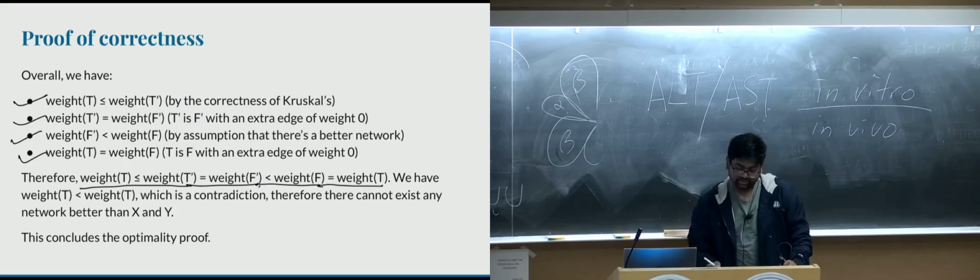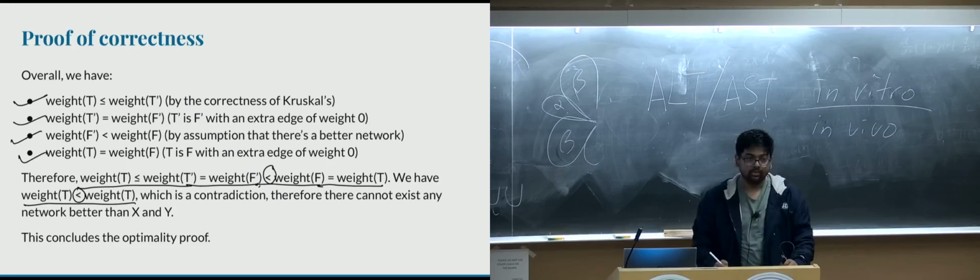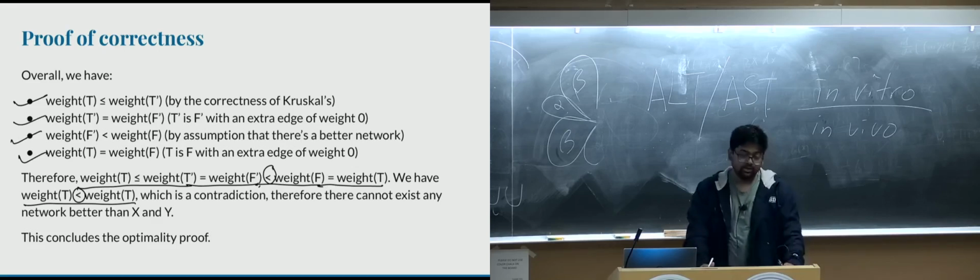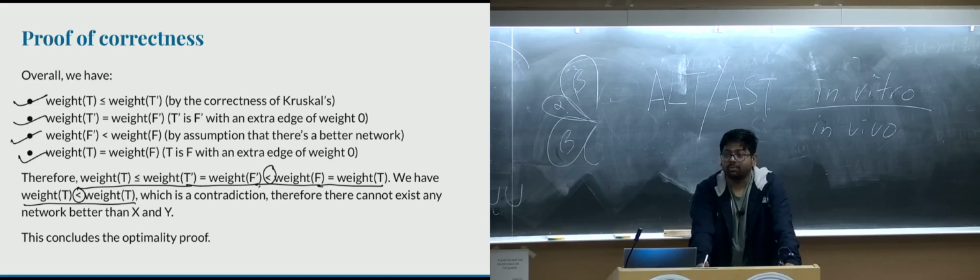But what happens is there is inconsistency. Why? Because of this thing here. It is strictly less than or equal to weight of T. And it's not possible, right? So that's why there is a contradiction. And that's why the graph that we have gives you the optimal solution.